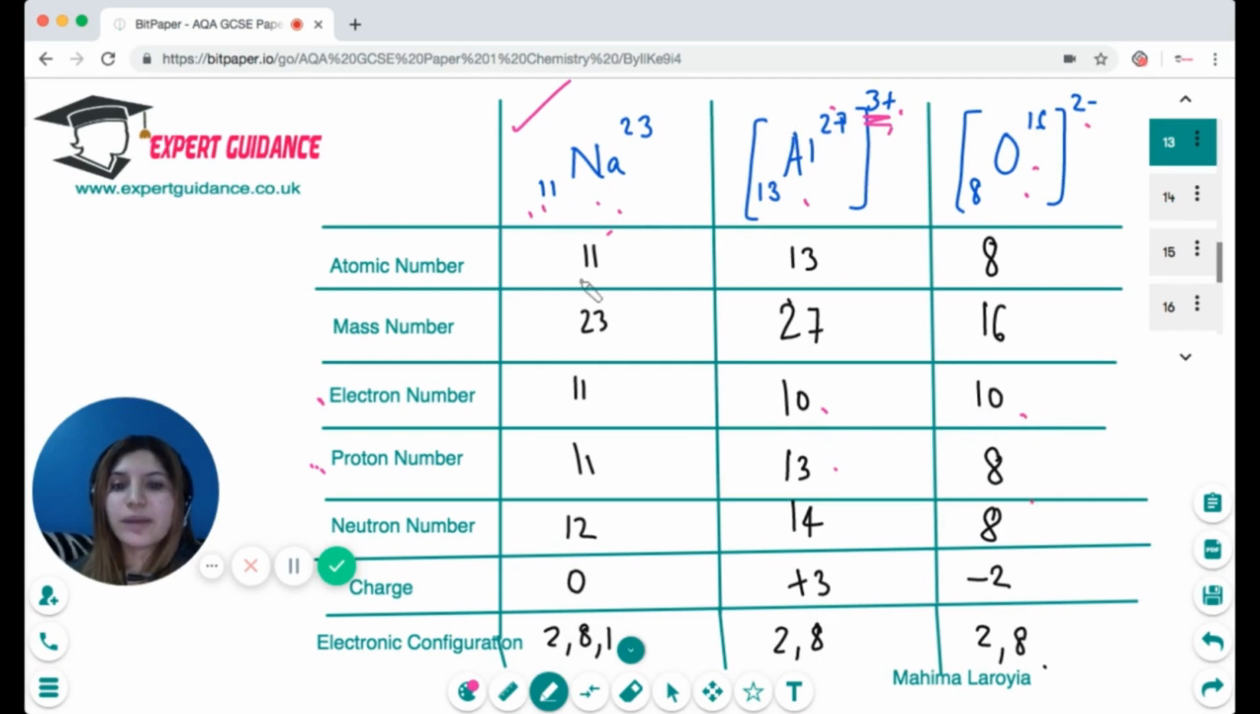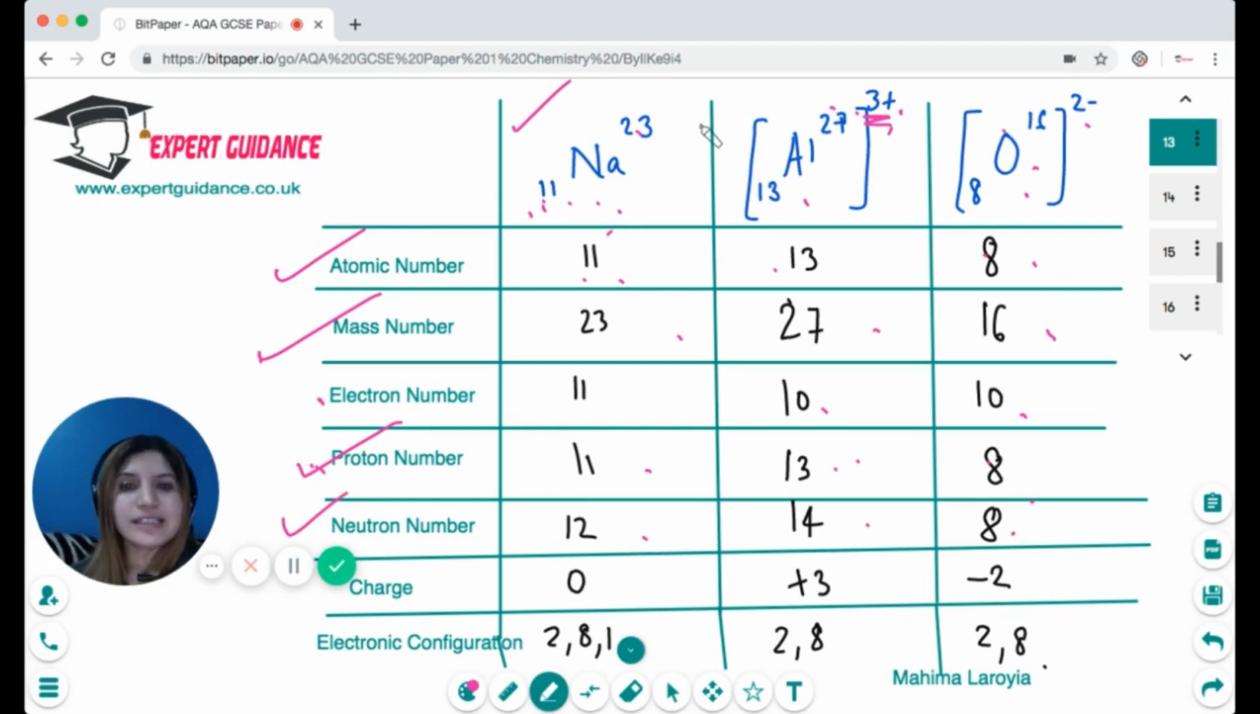The bottom number is the atomic number. So I've put 11, 13 and 8 in all the 3 boxes. The top number is the mass number. So 23, 27 and 16. The proton number is always the bottom number. So that is 11, 13 and 8 for all of them. And the neutron number is the top number take away the bottom number, which is 12, 14 and 8.